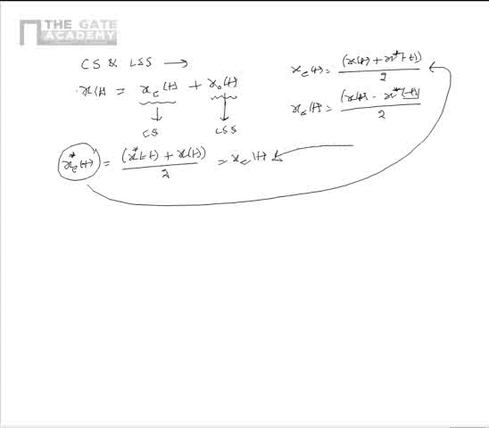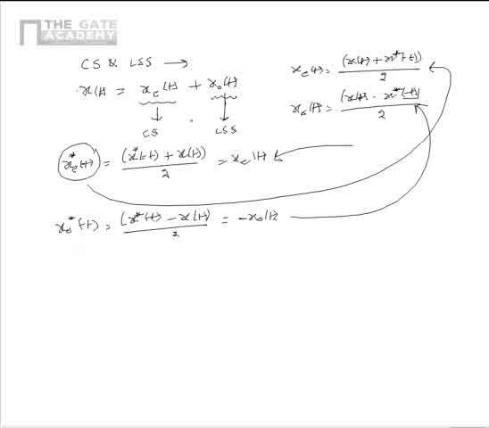So this is the conjugate symmetric part of the signal. Similarly, we can write xo star of minus t is equal to (x star of minus t minus x of t) divided by 2. This is equal to minus xo of t. This is obtained by doing the conjugation and time reversal operations on xo of t given here. So xo of t is conjugate skew symmetric.